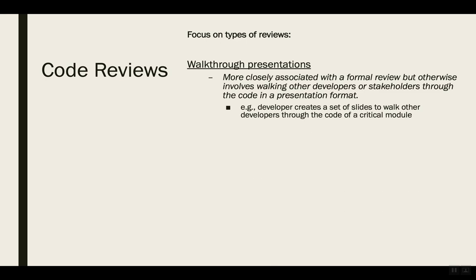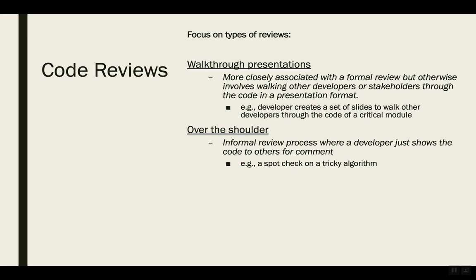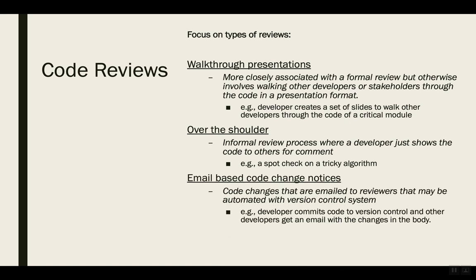The three remaining types of code reviews include the more formal walkthrough presentations and two informal methods, over-the-shoulder and email-based code change notices. The walkthrough presentations are a method that is more closely associated with a formal review and involve reviewing code in a presentation format with other developers or stakeholders. I think the over-the-shoulder method is self-explanatory and likely quite common. The email-based code change notices commonly come from a version control system that can send change notifications to one or more watchers of a repository.